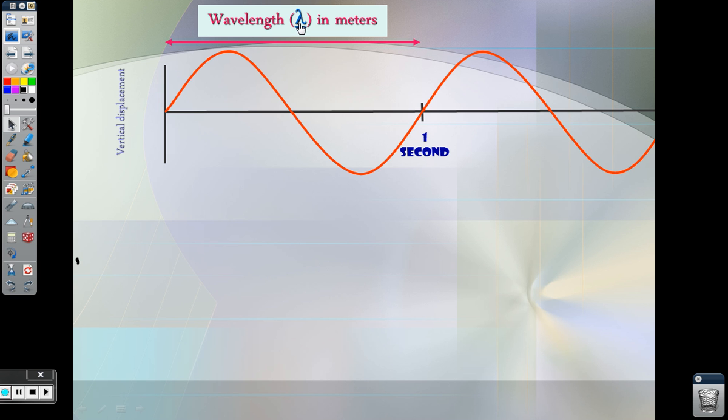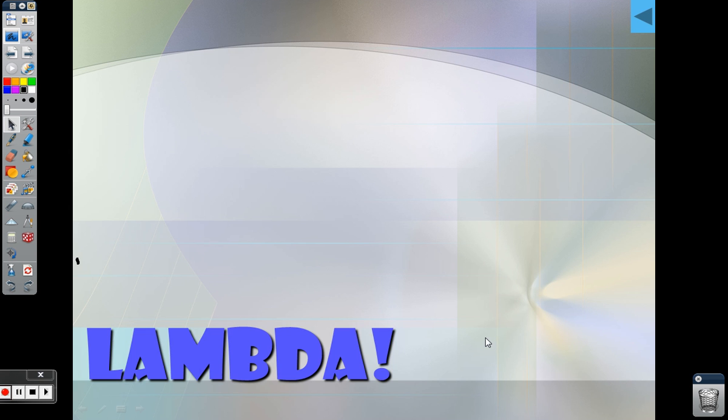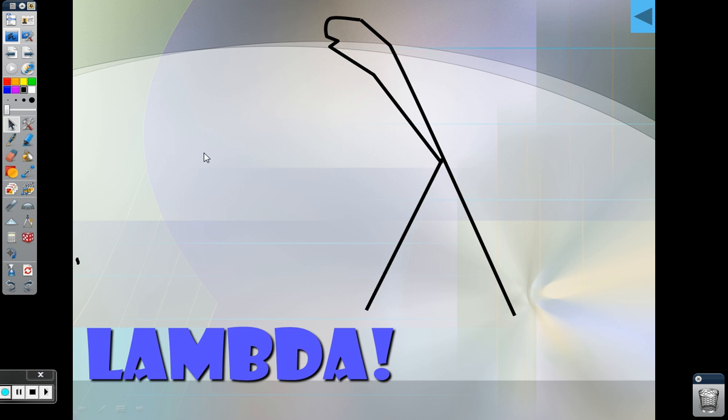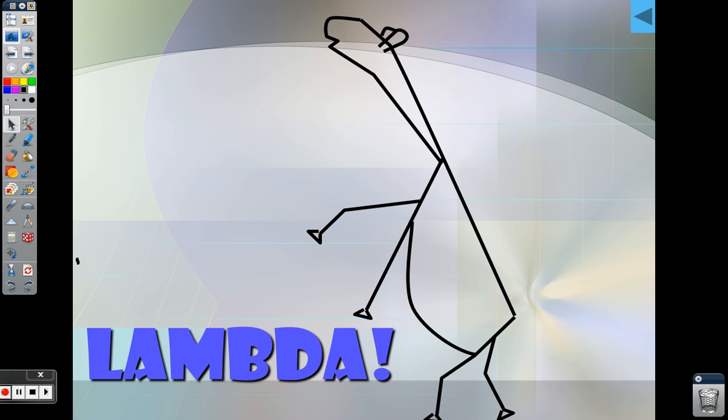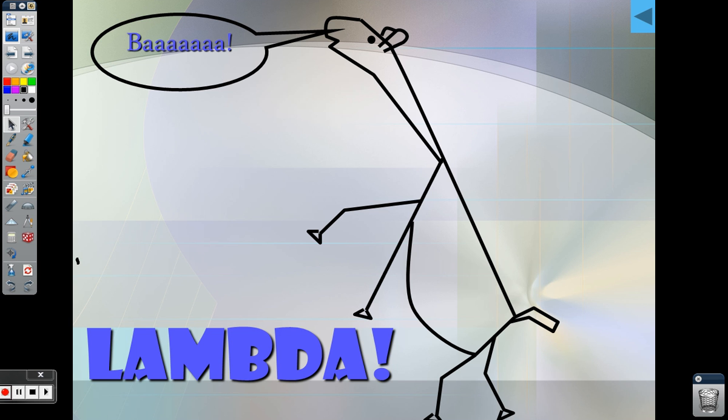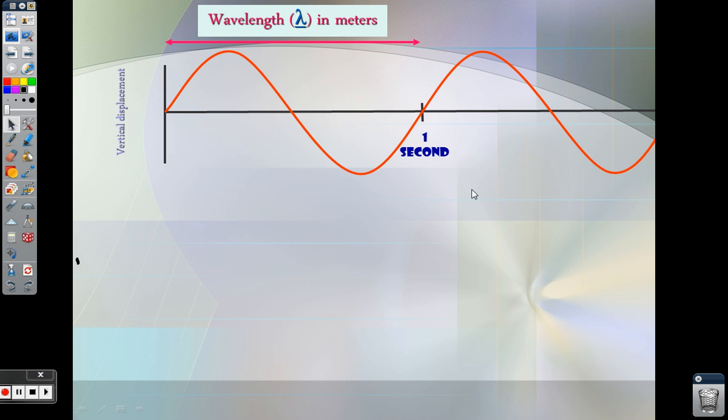Well, here's a way that you can remember it. So this looks kind of like a turtle. A kangaroo. Is that a lamb? It's a sheep. It's a lamb. I thought it was a dinosaur. Dinosaurs don't say bah.